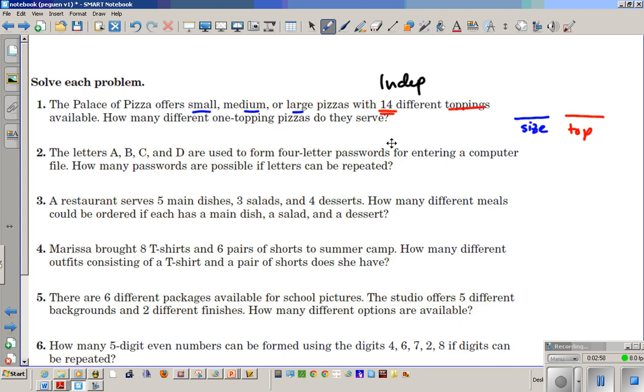How many different sizes do we have? We have three kinds of sizes and 14 types of toppings. So we'll multiply these two, because we have this and this, remember, and is multiplication. We just multiply these two, and our answer will be 42. 42 different kinds of pizzas that they serve. Alright, let's take a look at number two.